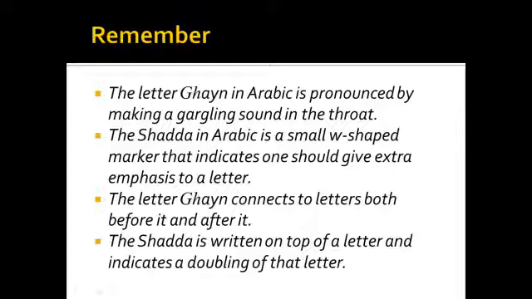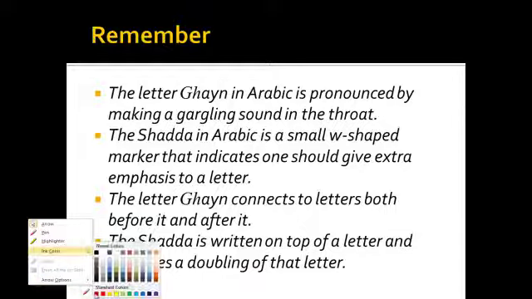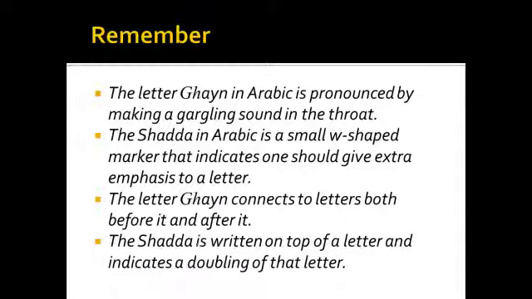So let's summarize what we've done so far. And here I'm going to change my color back to red. So the letter ghayn in Arabic is pronounced like making a gargling sound in the throat. The shadda in Arabic is like a small W-shaped marker that indicates that one should give extra emphasis to a letter, or the doubling of a letter. The letter ghayn connects to letters both before it and after it. So in the third position, the ghayn will look like this, and it will connect to both letters before it and after it.